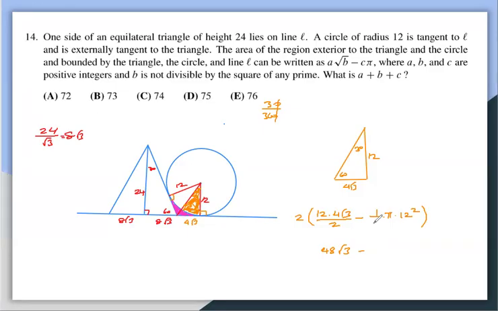Okay, so I messed up with that. So that will be 24 pi. So we are looking for the answer A, B, C. A is 48, B is 3, C is 24. If you add these, you get 72 plus 3 is 75.